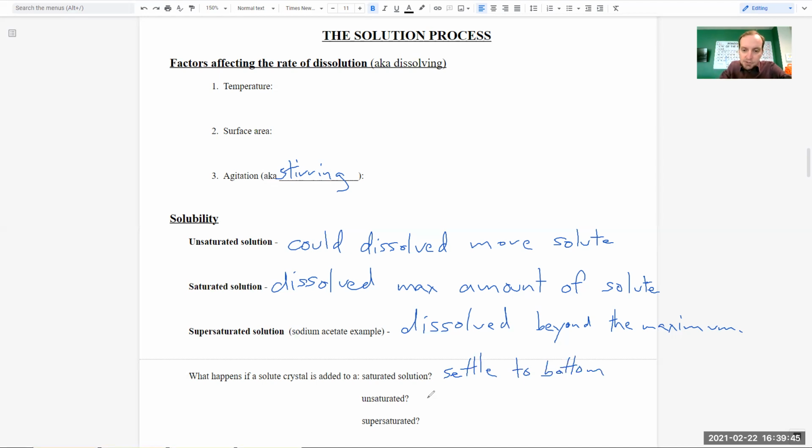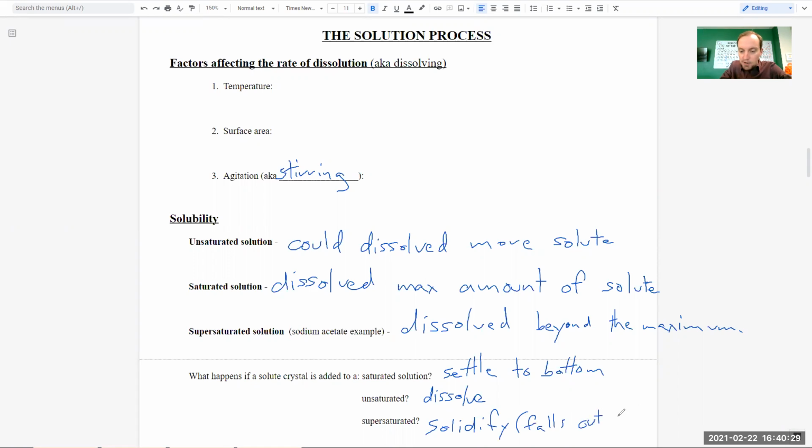Now, if we have an unsaturated solution that we add more to, it would dissolve because, again, we are below the threshold. We are able to dissolve more. Therefore, if I add a little bit more, well, it's going to dissolve. Lastly, if I have a supersaturated solution, an unstable, temporarily dissolved supersaturated solution, and I add just one more crystal, like I said, it will solidify. It will completely come out of solution. Everything will come out of solution. It all just falls out of solution.